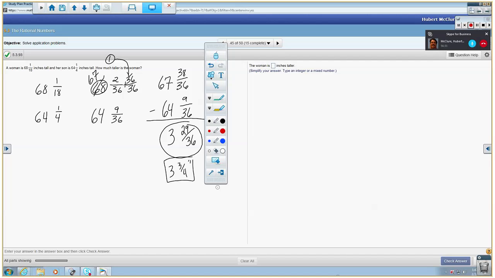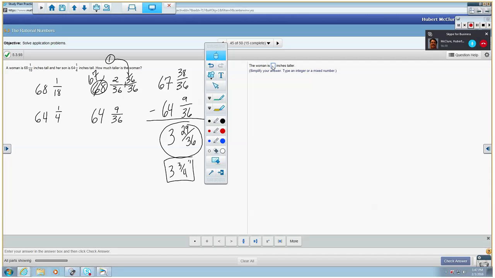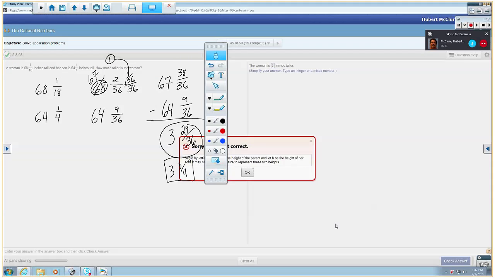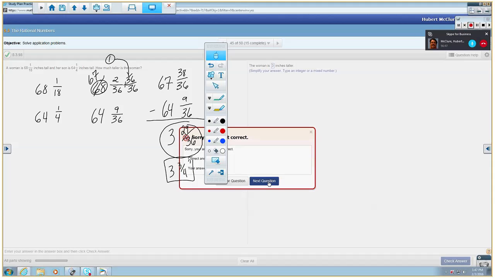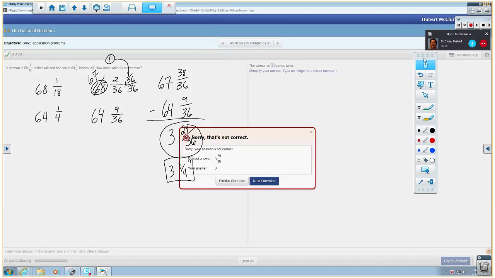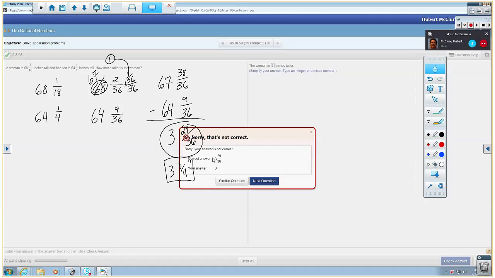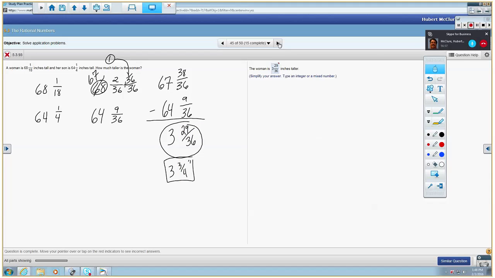Okay? And I'm not going to type that in. I'm just going to type in 3 because I'm lazy today. 3. And I'm going to quit school and live in a ditch because I got it wrong. 29 over 36. So we did get it right. Okay? What else we got? All right, look at that one.